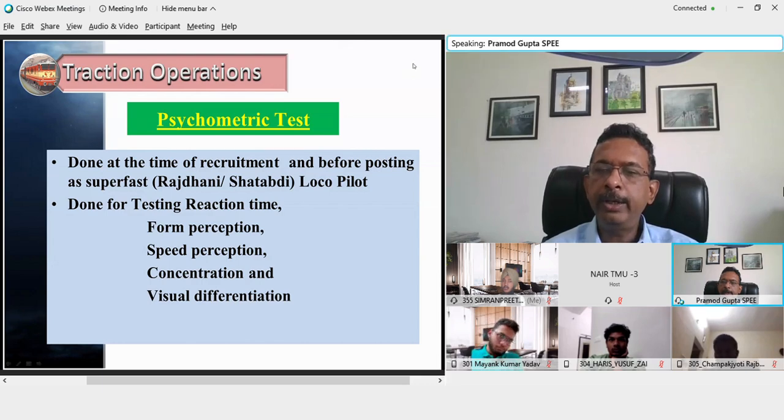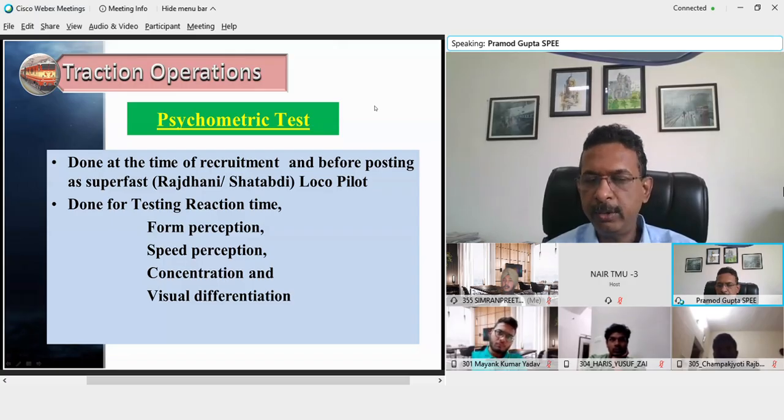The safety related issue starts even before the loco pilots join the organization, and safety is paramount for all of us. It is to be taken care of by each and every employee of Indian Railways, and we should not compromise safety under any circumstances.